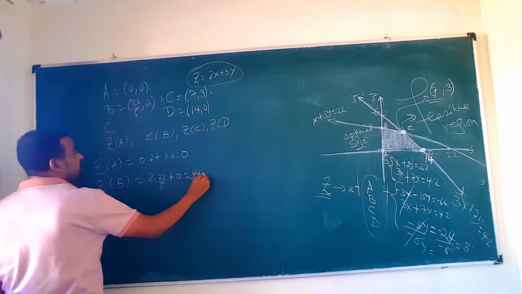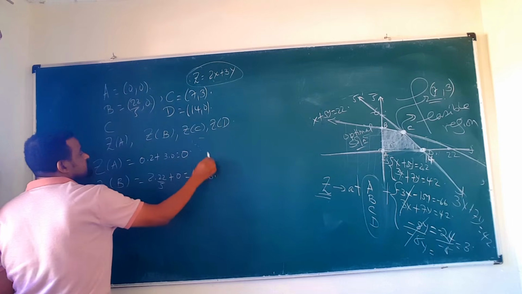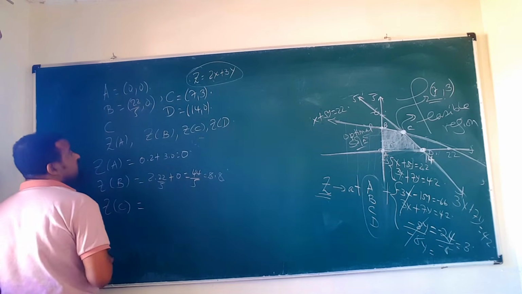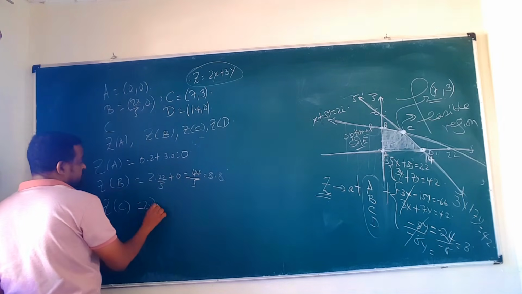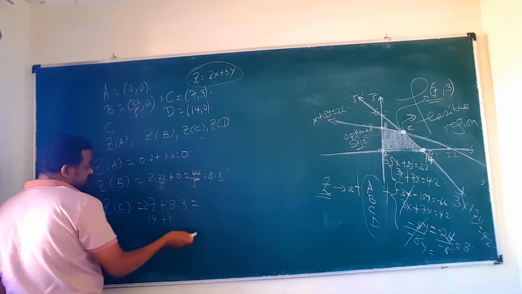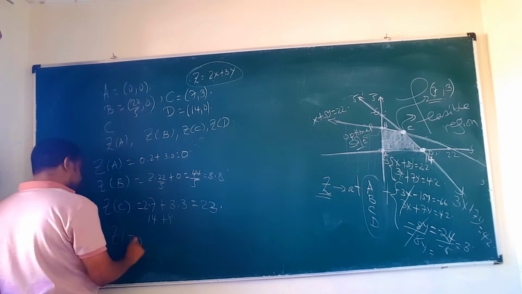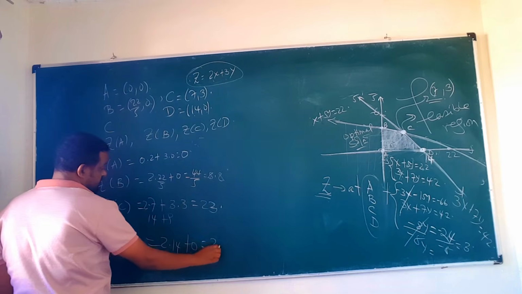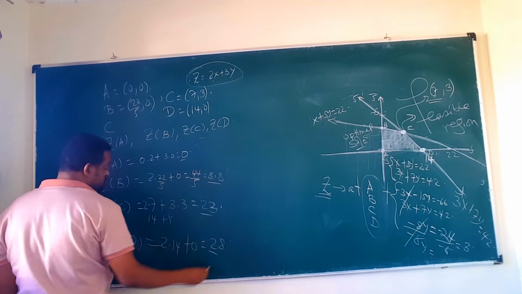That is 8.8. z of C at (7, 3) is 2 times 7 plus 3 times 3, which is 14 plus 9, which is 23. Work carefully, since I might make a mistake. z of D at (14, 0) is 2 times 14 plus 0, which is 28. So the results are 0, 8.8, 23 and 28.